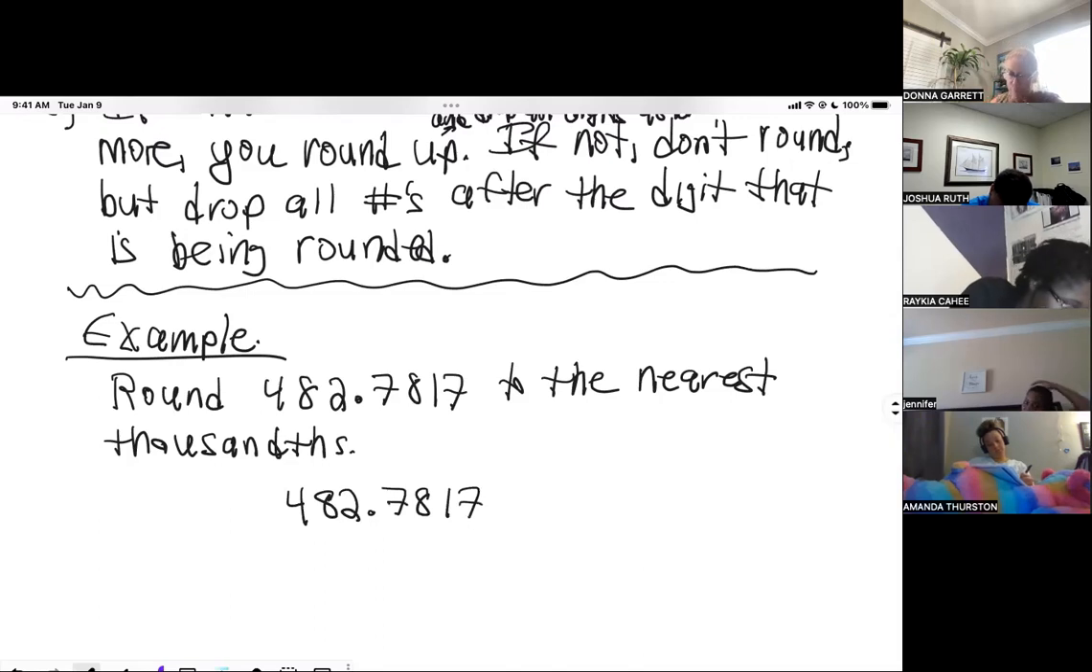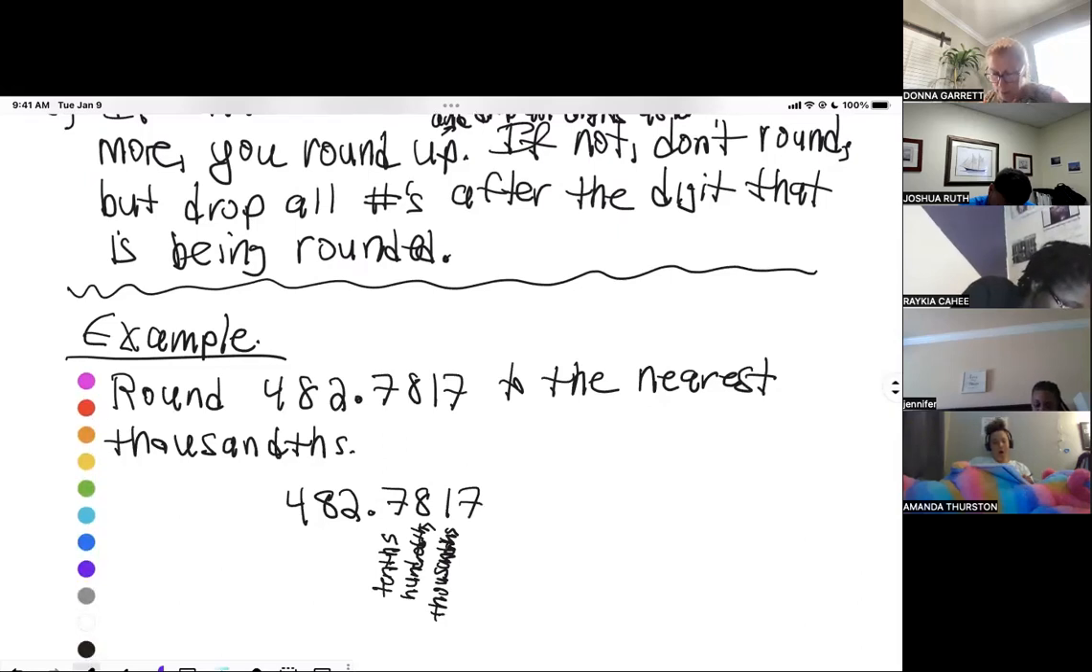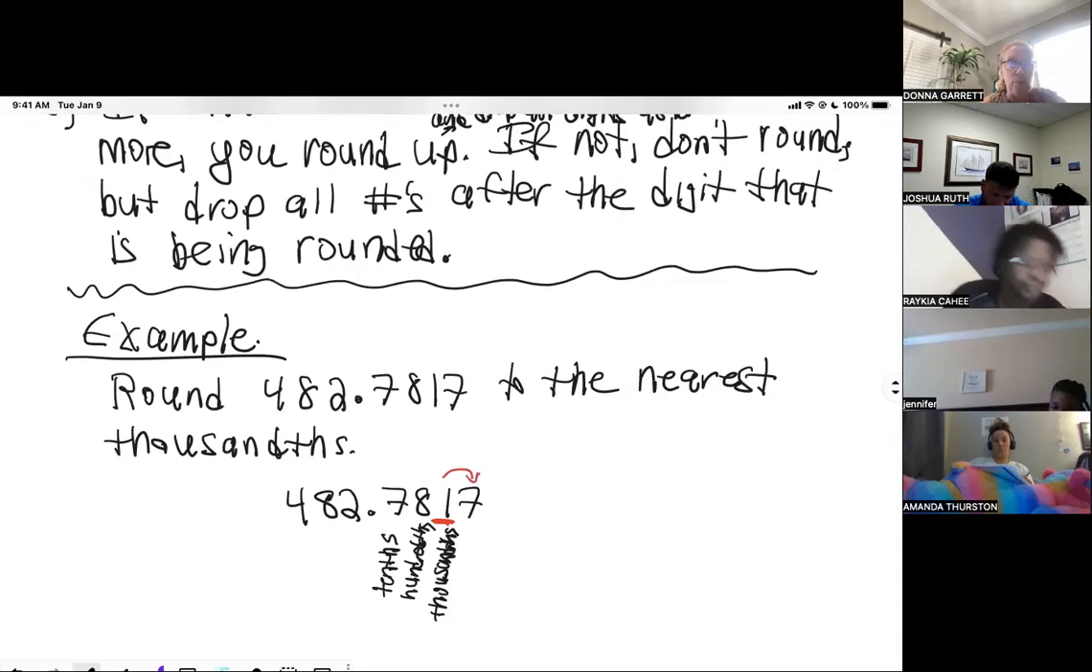482.7817. And I'm going to write under it what I would be thinking. Okay, so this is my tenths. This is my hundredths. This is my thousandths. Okay, so it's telling me to round this number to the nearest thousandths. So I look to the right and I ask myself, is that number 5 or above? And the answer is yes.